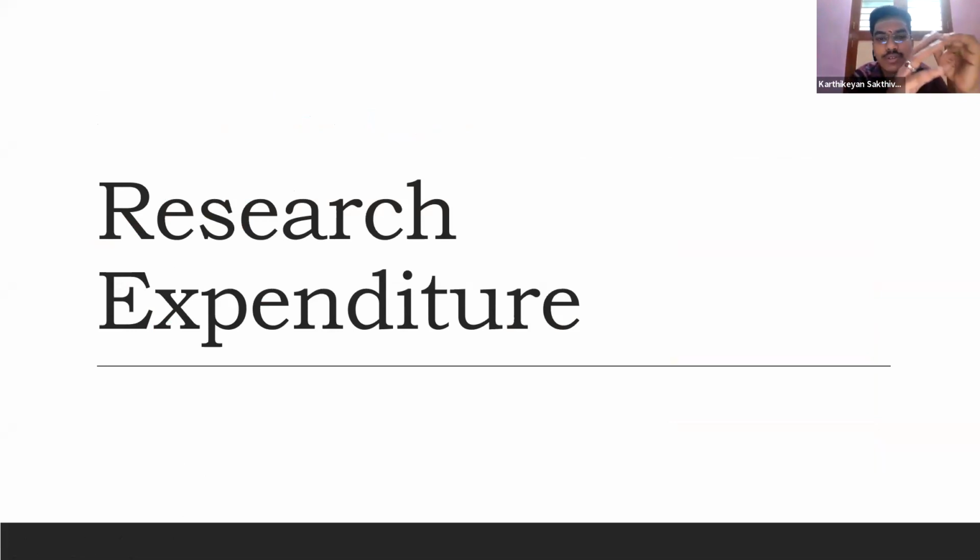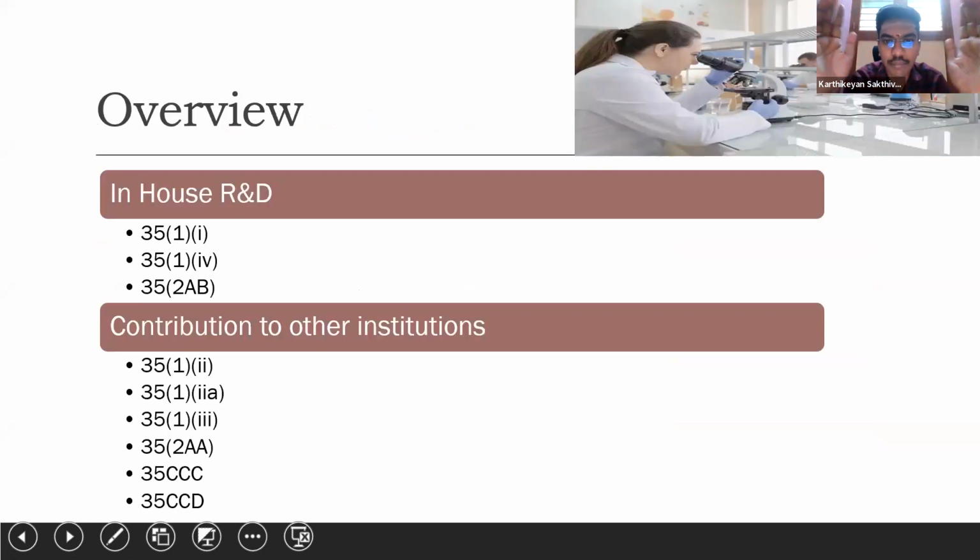So what we will do is we'll discuss research expenditure, and then the allowance in case of specified businesses under 35AD, and then we'll just discuss other sections. Now in this block, we are going to discuss research expenditure.